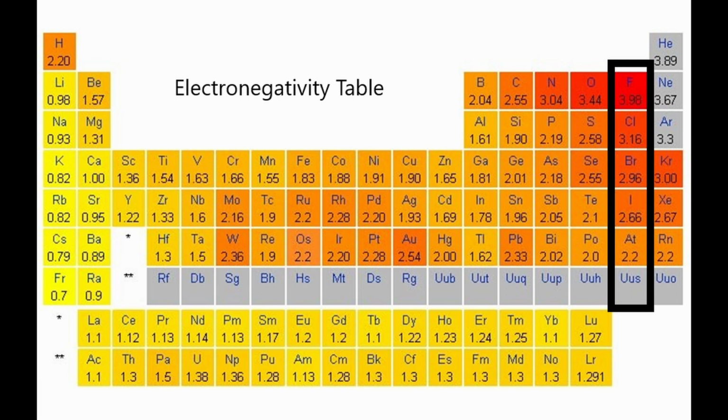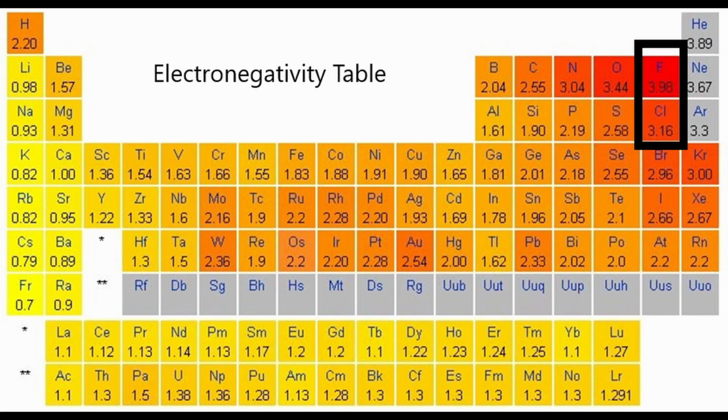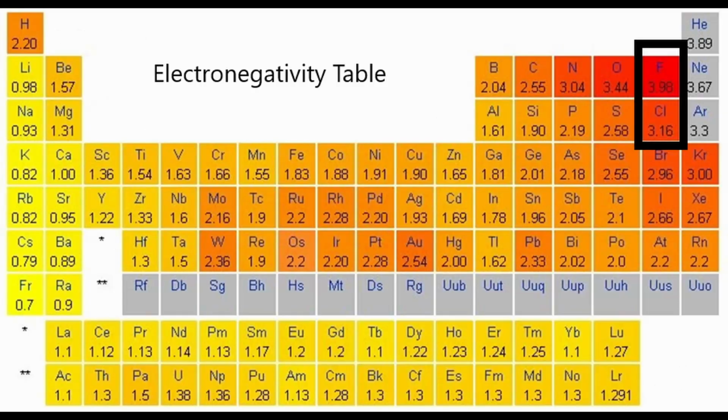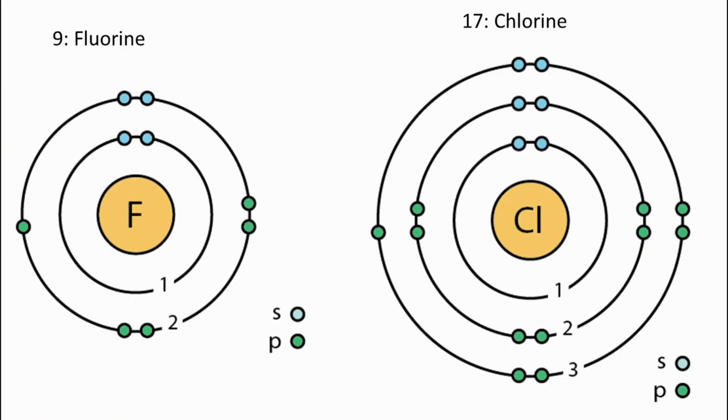This makes sense because the column 17 elements only need to gain one electron to get an octet of valence electrons. We can also notice from the electronegativity charts that the lightest elements towards the tops of column 17, like fluorine or chlorine, have the highest electronegativities because they have only 2 or 3 energy shells. Their outermost electrons are close to their nucleus, so the electric force of attraction to attract additional electrons is higher than heavier elements with 6 or 7 electron shells surrounding the nucleus.